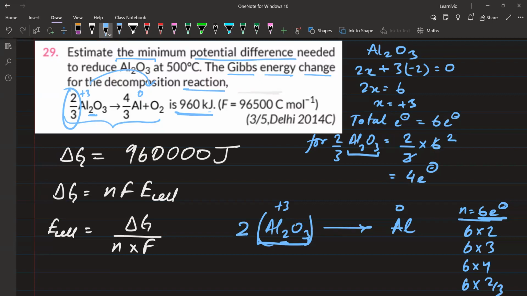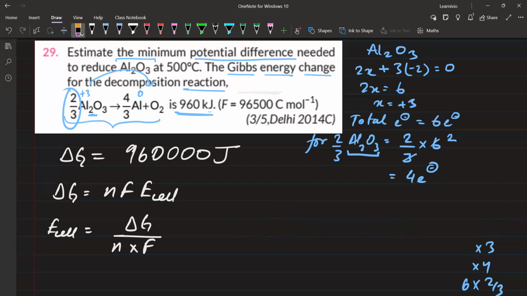If I had 2 moles of aluminium oxide, so 12 electrons. If I had 3, then it will be 18 electrons required. But right now, how many moles of Al2O3 we are having? 2 by 3. So that's why 6 into 2 by 3. Now it makes sense, yes or no? Please tell me, guys. Yes, sir. So we should take n as 4 electrons. Yeah, n has 4 electrons, correct.